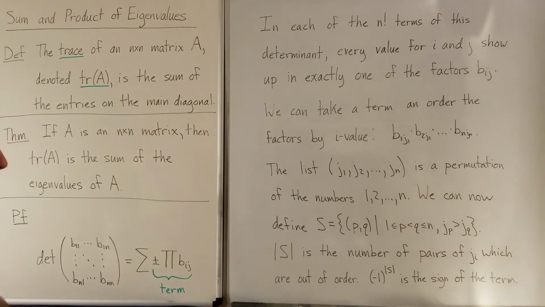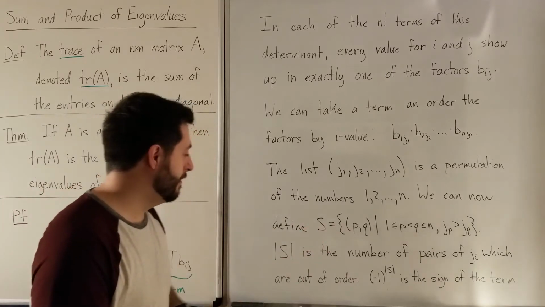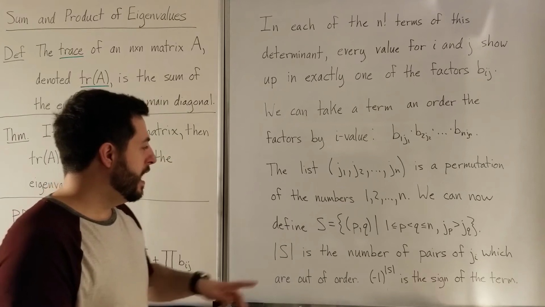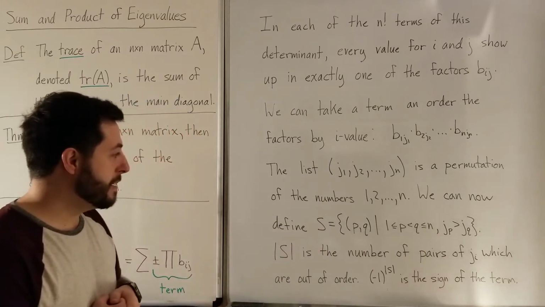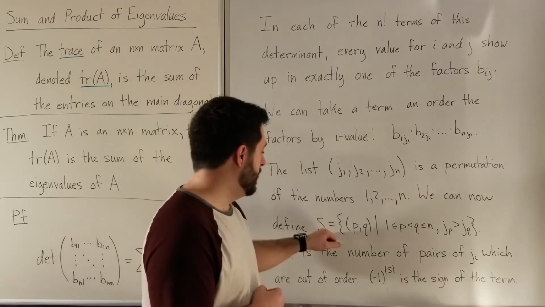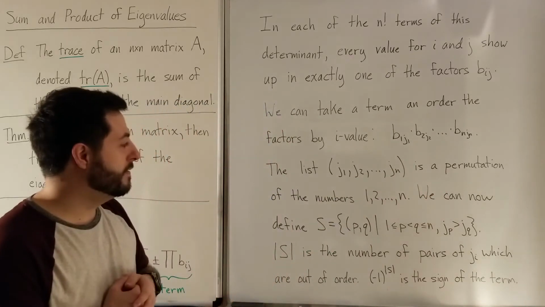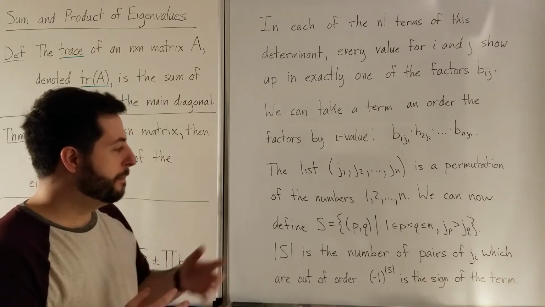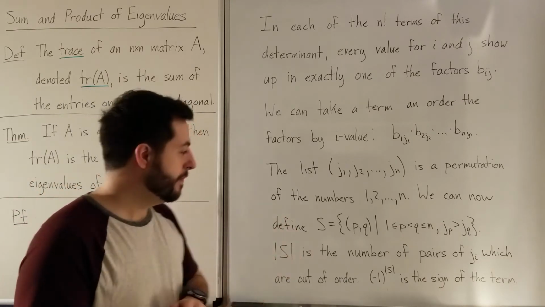And really what I care about, instead of this set itself, is the size of this set. This set S actually has a name. When you're looking at permutations, this set is the set of inversions of the permutation. So it's the number of pairs of numbers which are out of order.